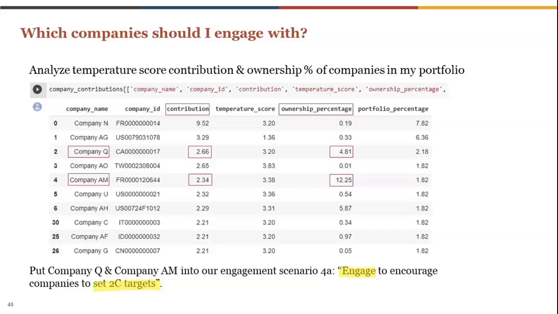So in this case, we have company Q and company AM. We own around 5% and 12% respectively. They contribute quite a bit. They're high up on the ranking in terms of contribution to our temperature score. So we say, okay, what if we engage with these companies and at least initially convince them to set at least a 2-degree target? Let's run that through the scenario analysis tool and see what that actually does to the portfolio.